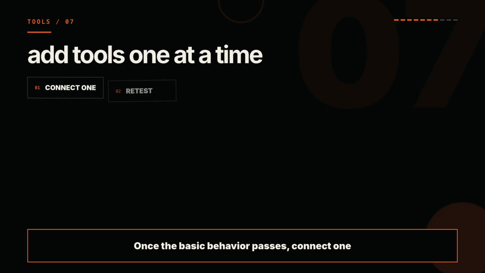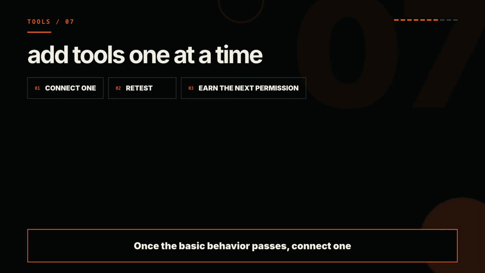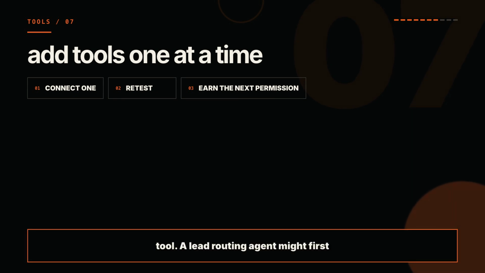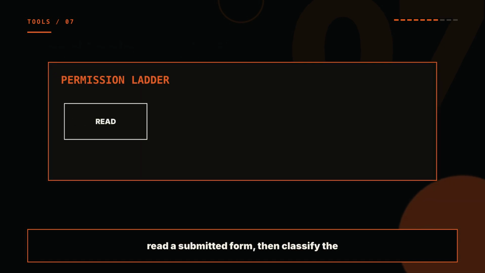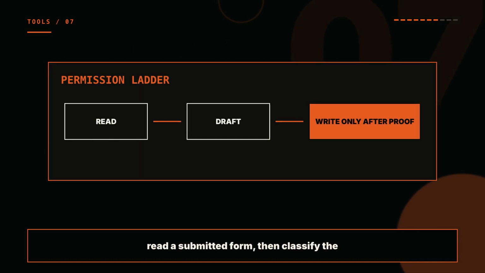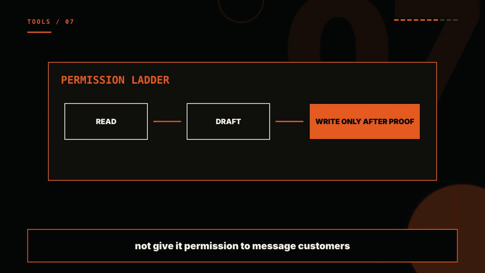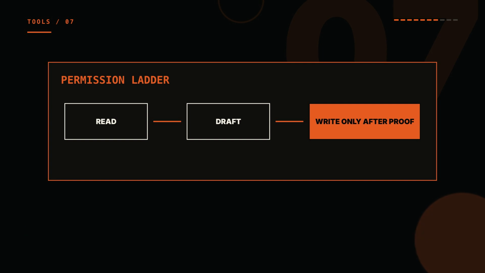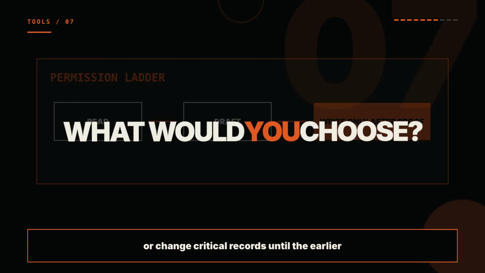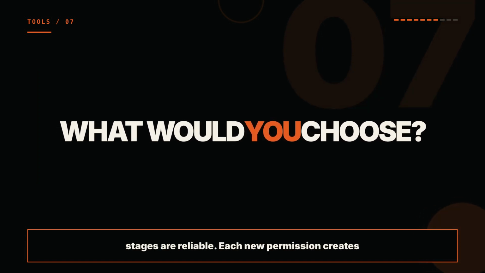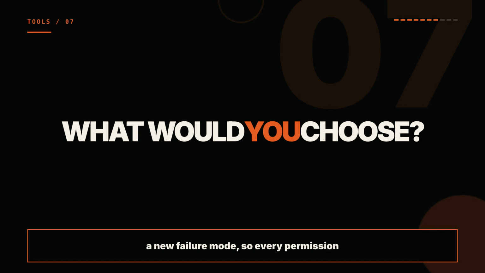Once the basic behavior passes, connect one tool. Test again, then add the next tool. A lead routing agent might first read a submitted form, then classify the request, then create a draft assignment. Do not give it permission to message customers or change critical records until the earlier stages are reliable. Each new permission creates a new failure mode, so every permission needs a test and a recovery path.